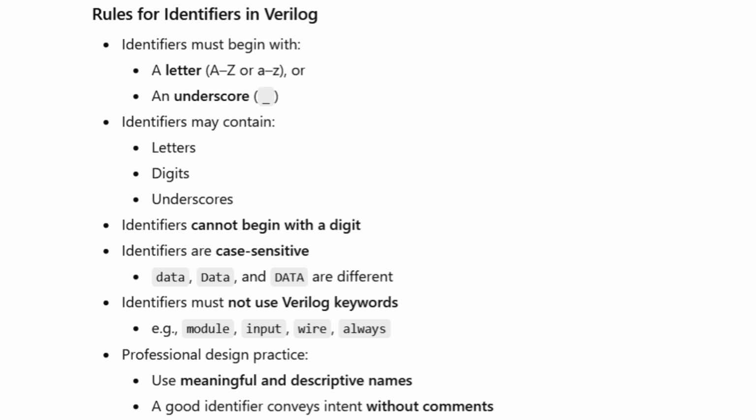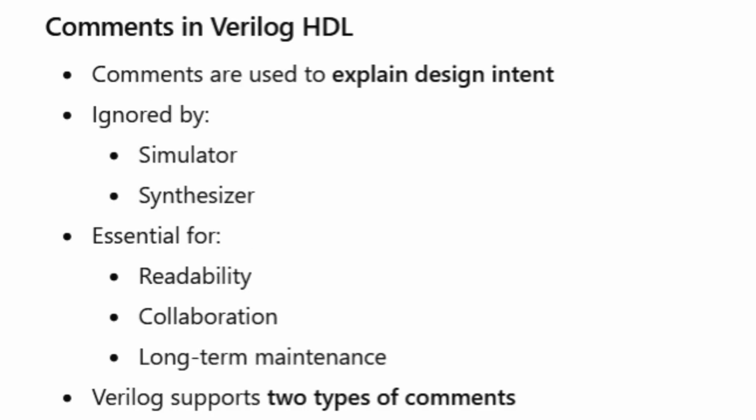In professional designs, identifiers should be meaningful and descriptive. A good identifier tells you what the signal represents, even without comments. Next, let us discuss comments. Comments are used to explain the intent of the code. They are ignored by both the simulator and the synthesizer. However, they are extremely important for humans.